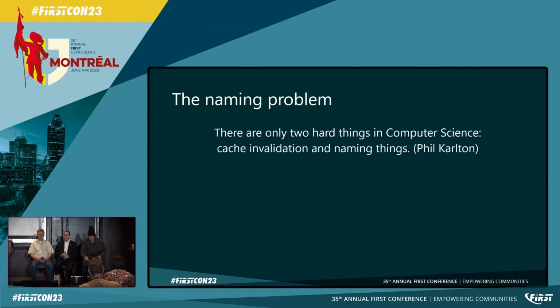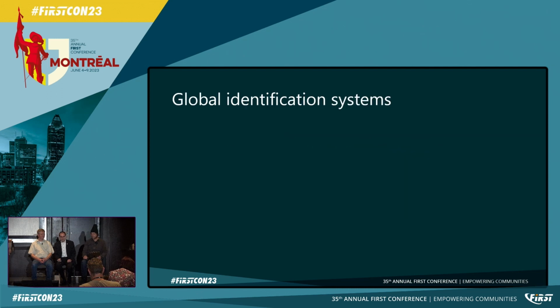There are only two things, said Phil Karlton, that are hard in computer science: cache invalidation and naming things. And as I'm not a hardware person, I don't have any idea about cache invalidation, but I have some thoughts about naming things.